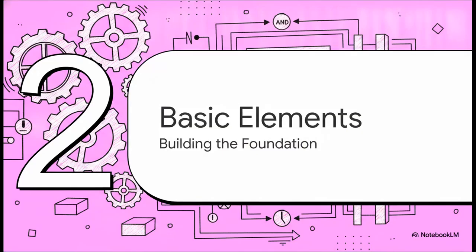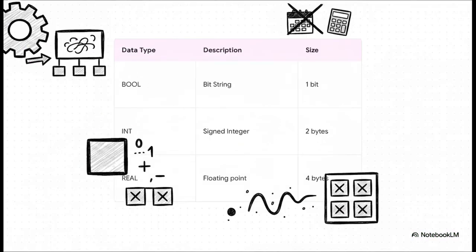Section 2. Basic Elements and Structure, Building the Foundation. Before you even think about writing a single line of code, we have to talk about data typing. It's an absolute lifesaver for preventing silly early errors, like accidentally trying to divide a calendar date by an integer.